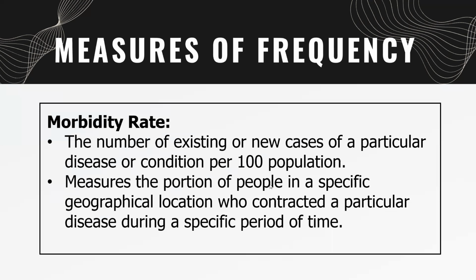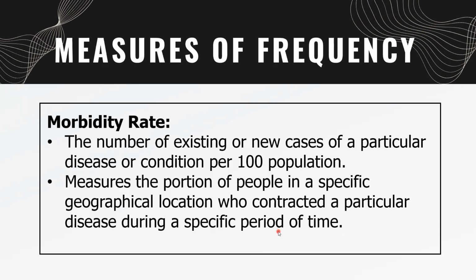Okay, so after the attack rate, or the number of new cases of disease that has developed per the number in a healthy population who are at risk at the start of the period, we have naman our morbidity rate. So for morbidity rate, this is the number of existing or new cases of a particular disease or condition, right, per 100 population. So it measures the portion of people in a specific geographical location who contracted a particular disease during a specific period of time.